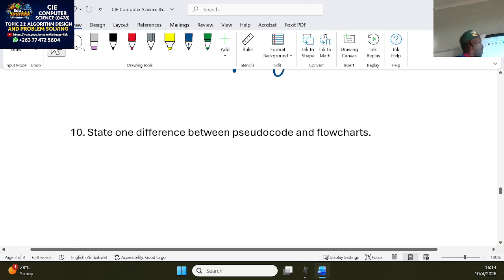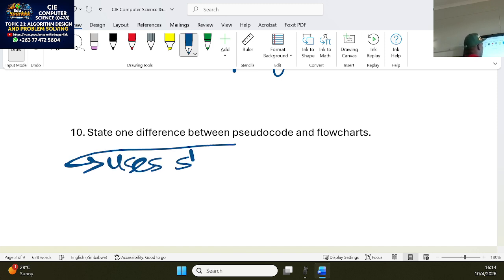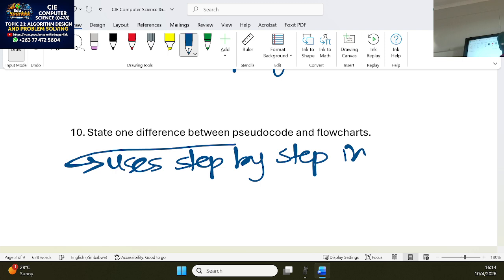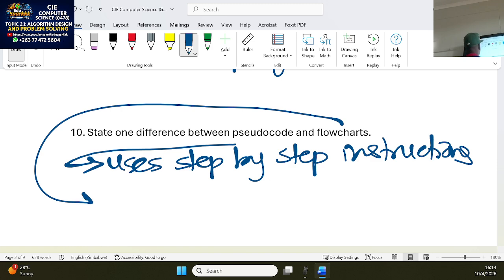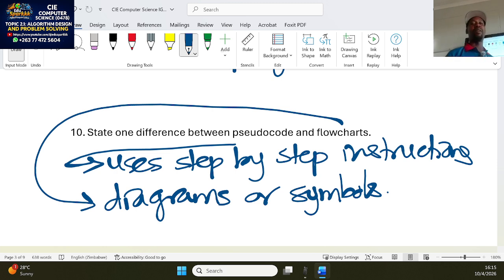Now, state one difference between pseudocode and flowcharts. Well, pseudocode uses written steps, and flowchart uses diagrammatic symbols. So pseudocode uses step-by-step instructions, whereas the flowchart uses diagrams or symbols, which show the flow and execution of data within a program.